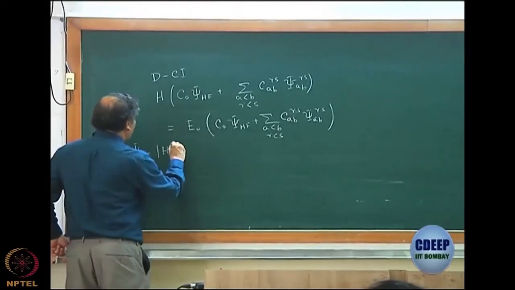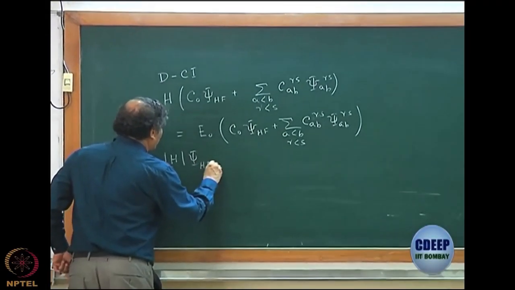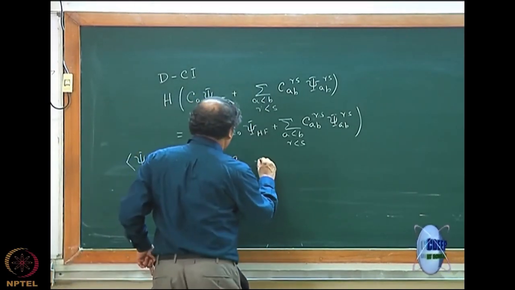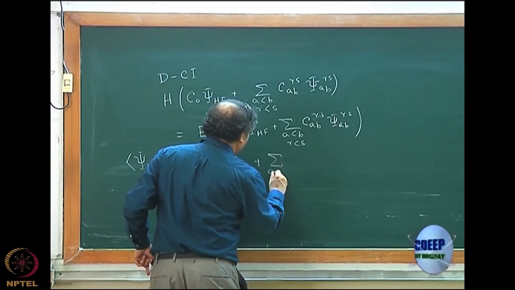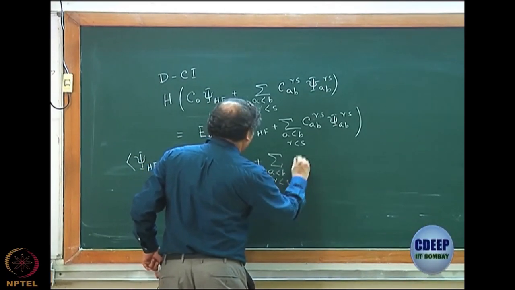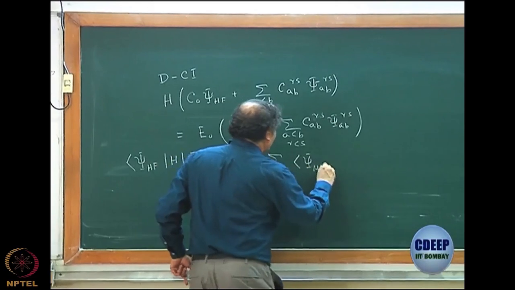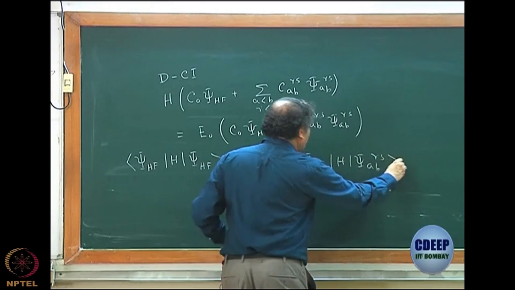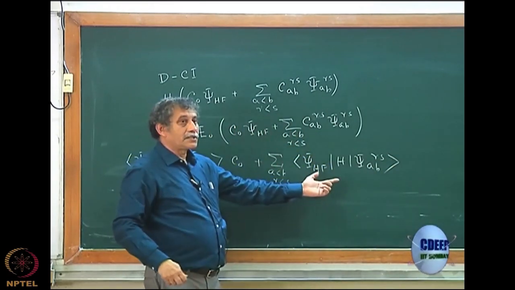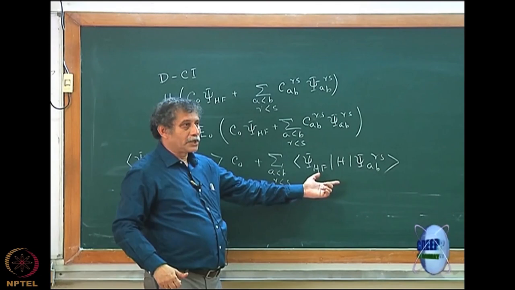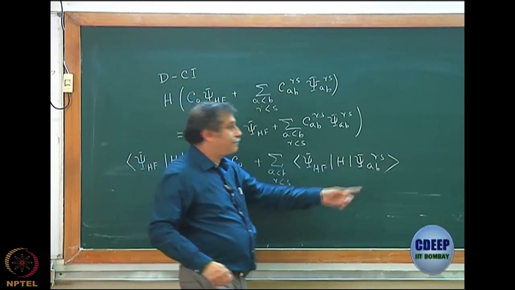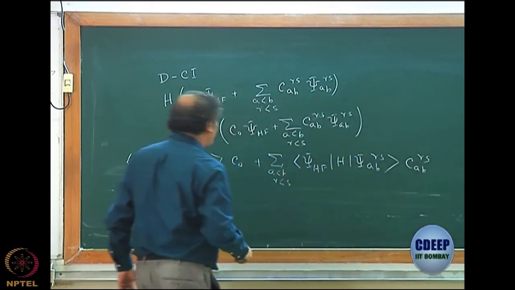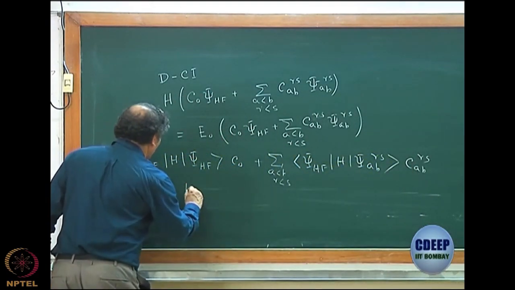So we will get psi Hartree-Fock H psi Hartree-Fock C0, so that is a number, and then we will get here plus A less than B, R less than A, psi Hartree-Fock H psi ABRS. So this will survive. Remember, when you did only singles, this was the block which was 0 because of Brillouin's theorem, right? But here this will survive with this CABRS, okay, equal to E naught.